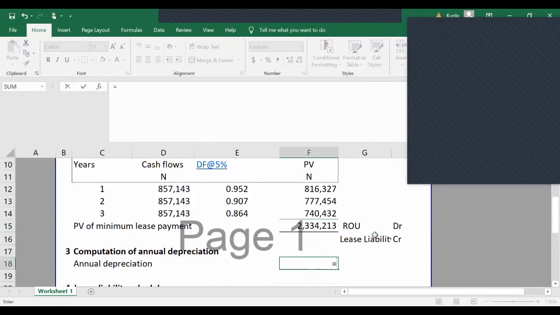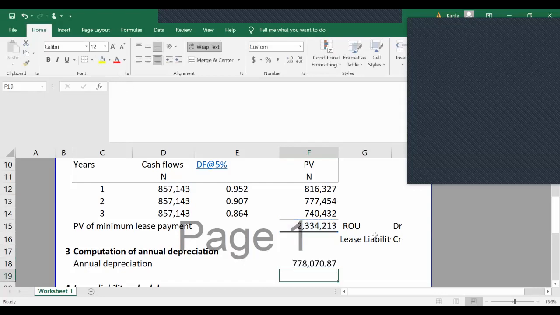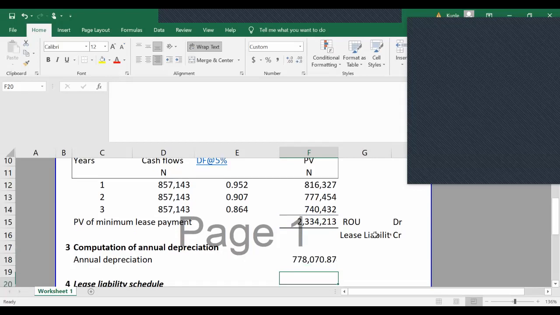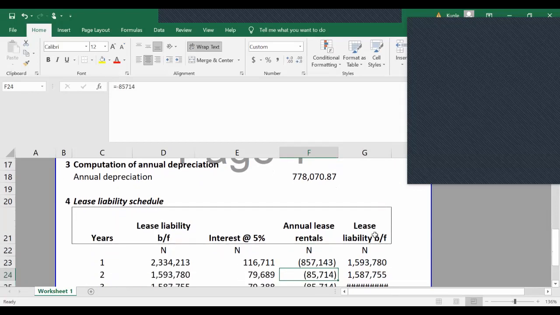We depreciate across the 3 years here. So I divided 2.334212 by what? By 3. Why am I using 3? It is because the rental period is 3 years and the right of use asset has a total of 2.334213. So that is step 3 to doing this.